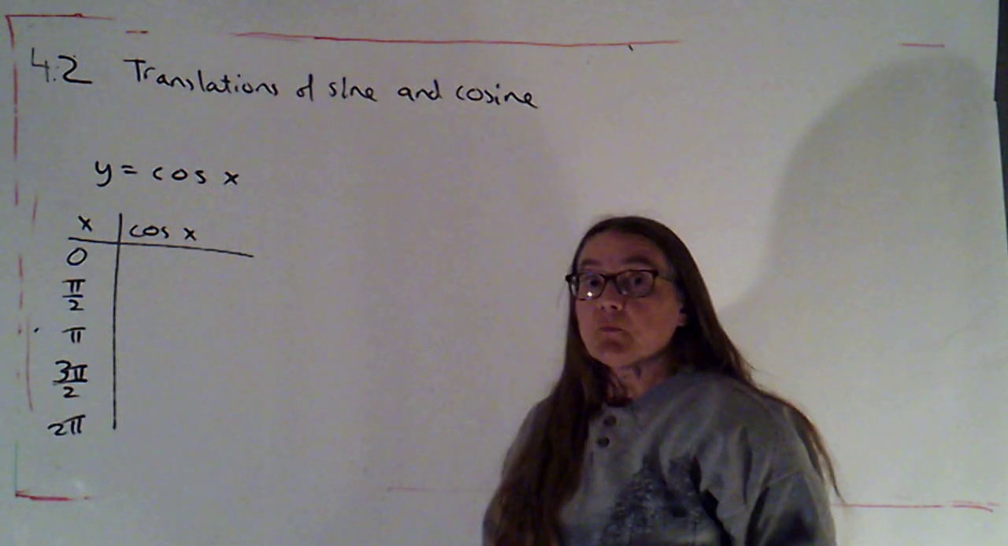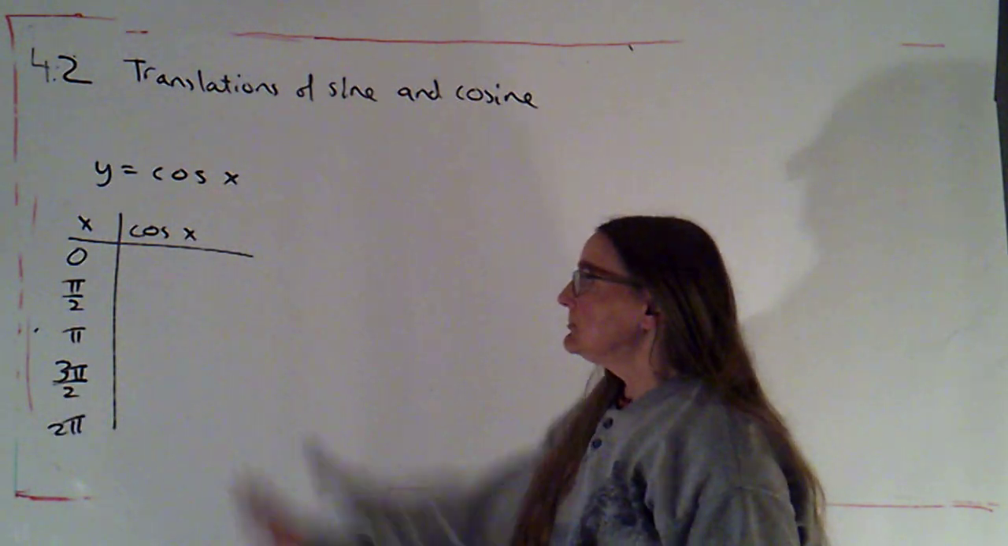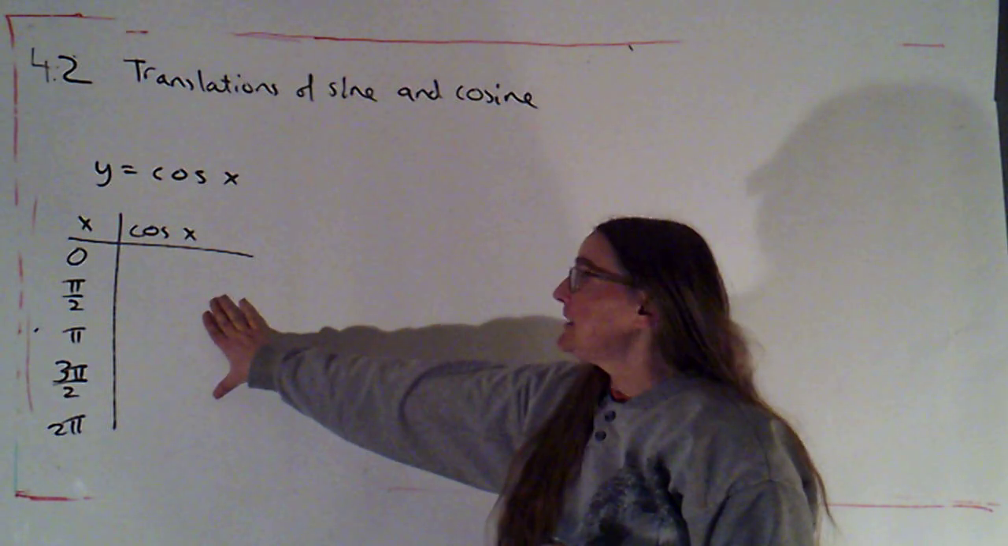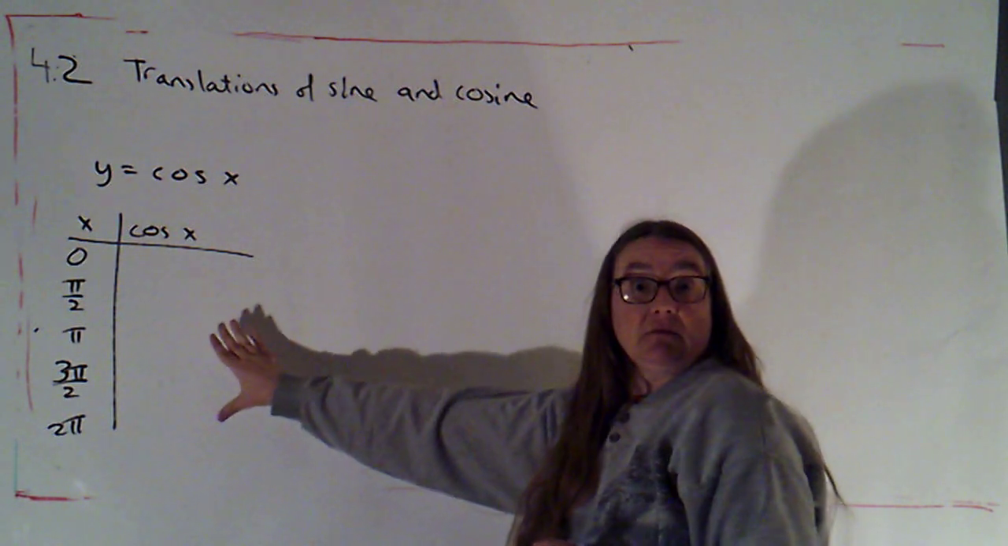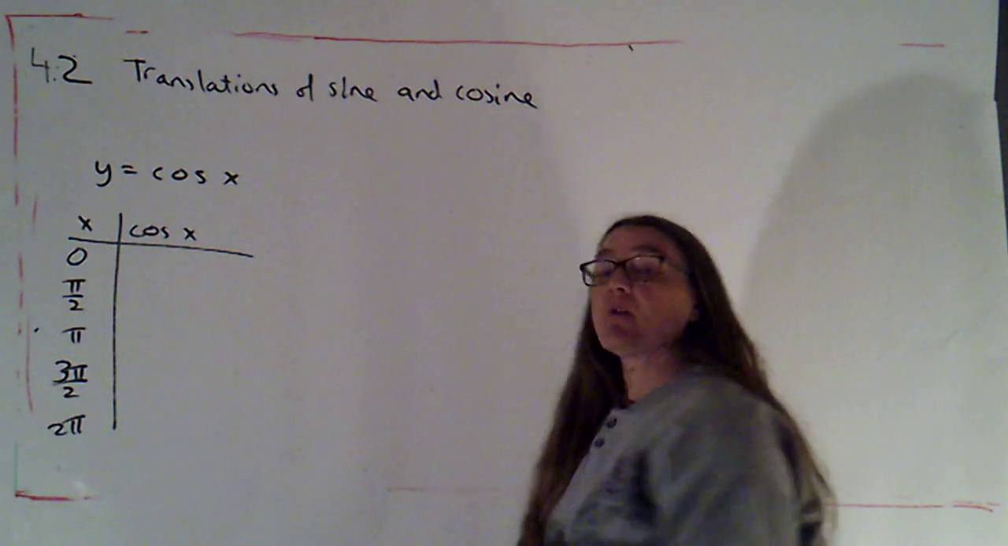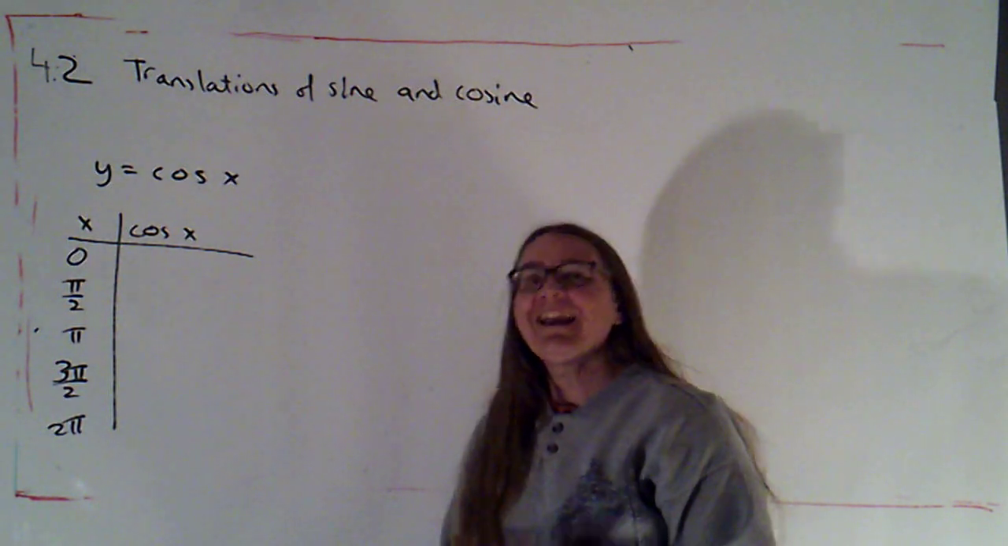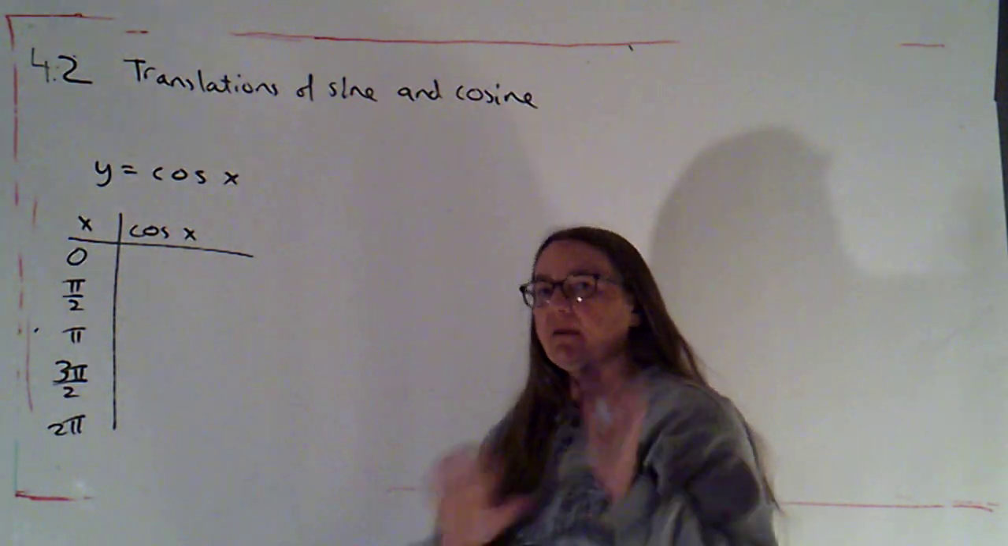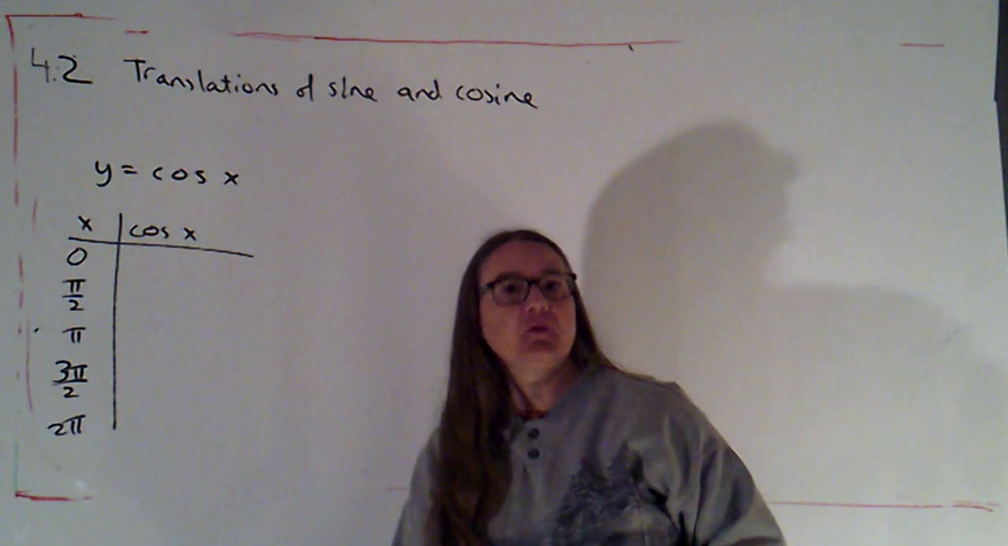Okay, so pause your video, take a moment to fill in this table of values if you need it. If you don't need it, just go right to the graph of cosine, and then turn the video back on. I'm going to pause so I can write the answer on the board so it'll be here when you come back.